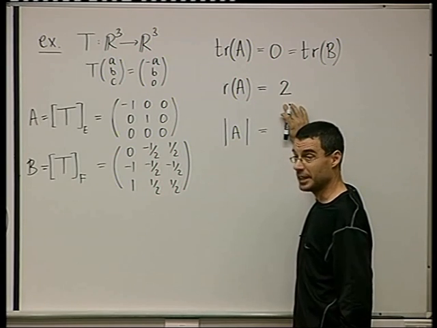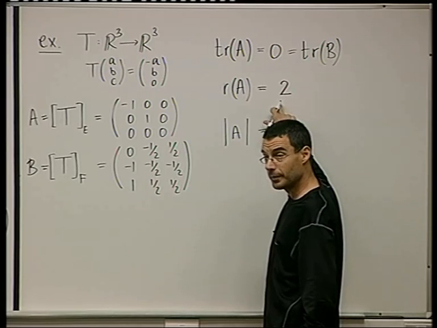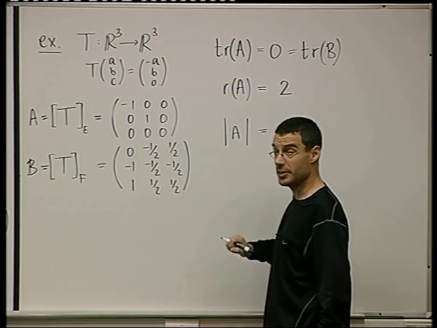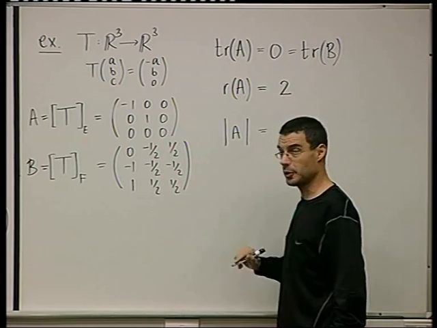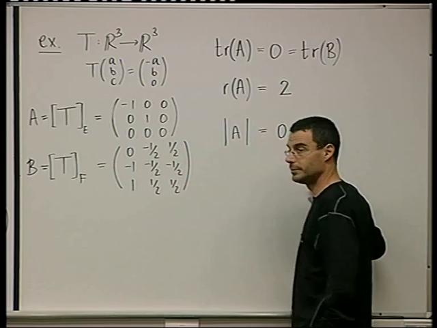Okay, that's one way to say it. I wanted to say it from this. The rank of A is not full. It's not n. N is 3 in this case. Therefore, A is not invertible. Okay, and therefore its determinant is 0.